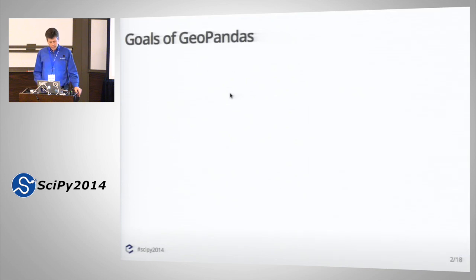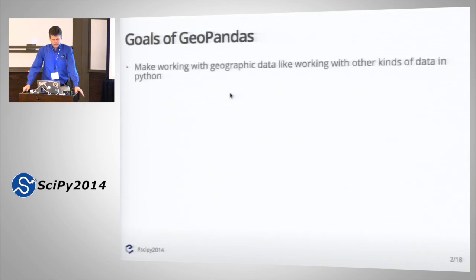So, what are we trying to do with GeoPandas? We'd like to make working with geographic data as easy as working with other kinds of data in our standard Python data analysis tools. And there are other tools I'll acknowledge here that have gone some part of the way, but at a high level to organize the geospatial data, there wasn't really something that did that in the way that I was interested in doing.